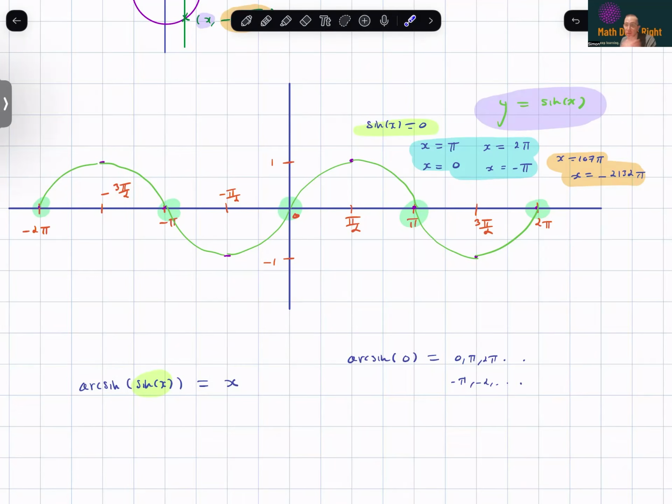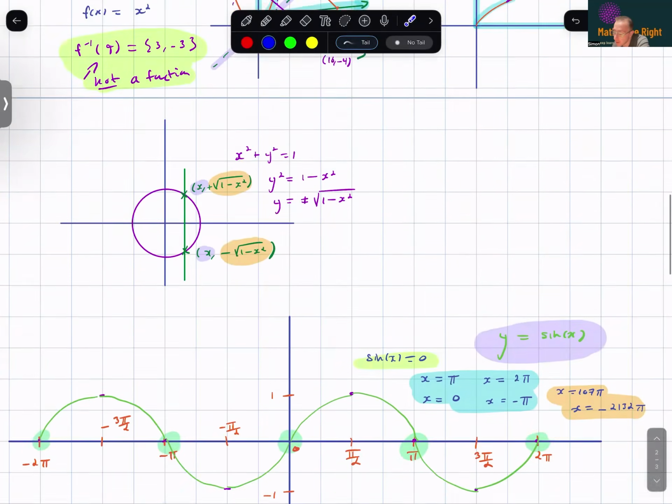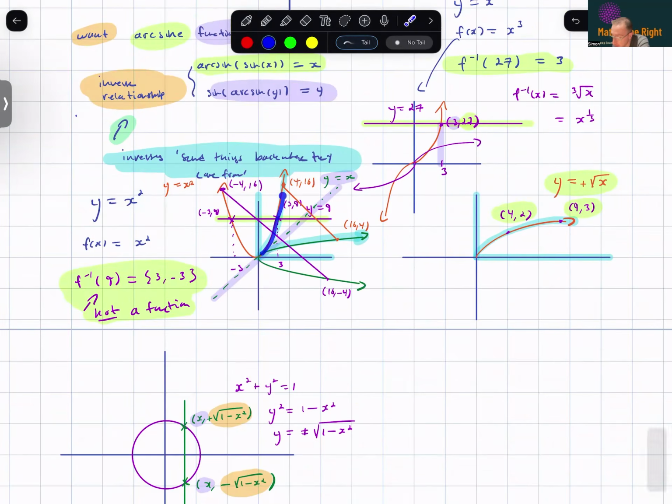So what do we do? This is where we start to get into it. Like the squaring function, we have to pick a portion of the function on which it is one-to-one, which passes the horizontal line test, and restrict the domain to include only that piece.